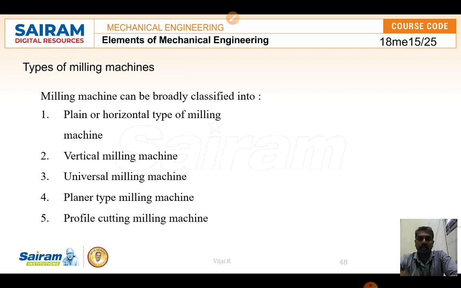And there are different types of milling machines, like horizontal milling type, vertical milling type, universal, planer type, and profile cutting milling. It depends upon the axis of rotation of the machine. If the axis of rotation is horizontal, we call it a horizontal milling machine, and if it is vertical, we call it a vertical milling machine. There are other types of milling machines as well.